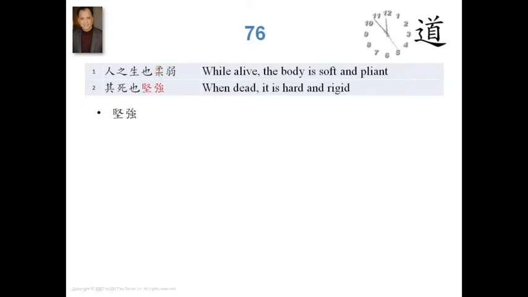Okay, so let's continue on. We're now at the end of line 2. We've got 2 characters here. 坚强. Okay, so first of all, let me bring out the pinyin. The pinyin looks confusing.